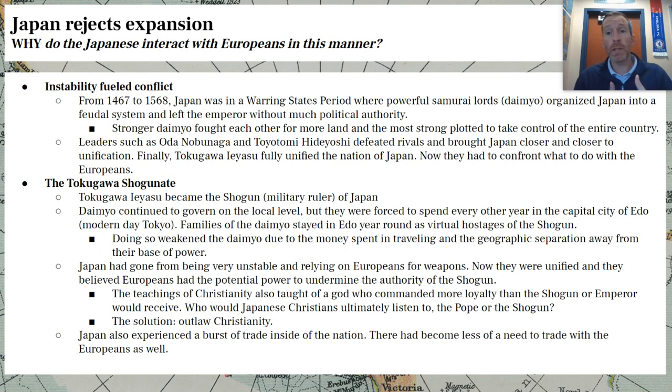Now, you do have some leaders start to emerge, guys like Oda Nobunaga, Toyotomi Hideyoshi, and Tokugawa Ieyasu. Those three are going to be shoguns. They are going to be the military rulers of Japan, and they're going to consolidate more and more control over the country. You're going to get to where Tokugawa Ieyasu takes full control of Japan. He is the guy in charge. Daimyo no longer has power. So now he has to decide, well, what do I do with these Europeans? They could be a threat to my power.